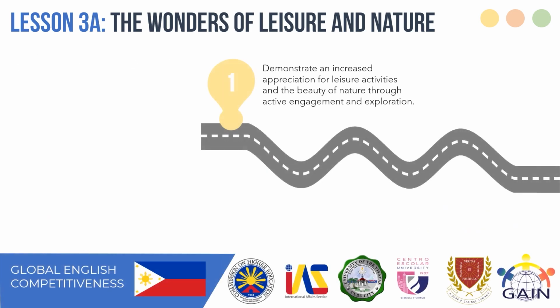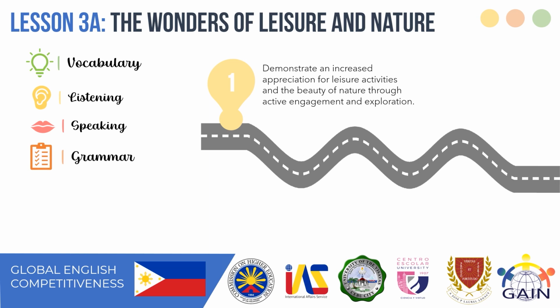And with that, we have covered our first can-do objective for Unit 3, which is to demonstrate an increased appreciation for leisure activities and the beauty of nature through active engagement and exploration. In this lesson, we enhanced your vocabulary on terms related to leisure and nature. You listened to a conversation on the importance of incorporating leisure and nature in our lives. You also described a given picture orally. Then we talked about modal verbs. We also read an article highlighting the benefits of leisure walks. Finally, you described a given picture in writing using modal verbs.